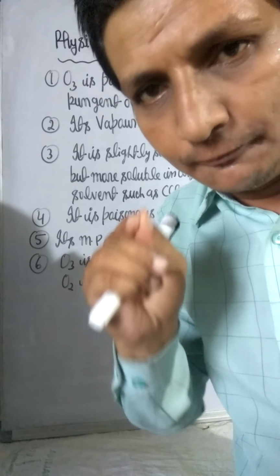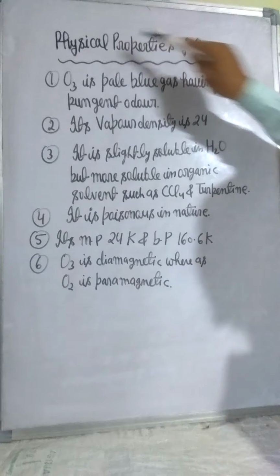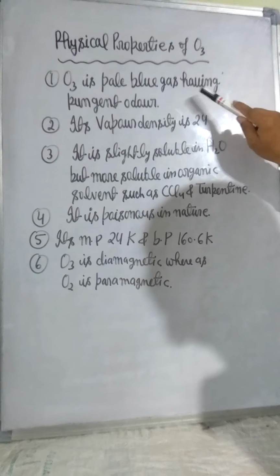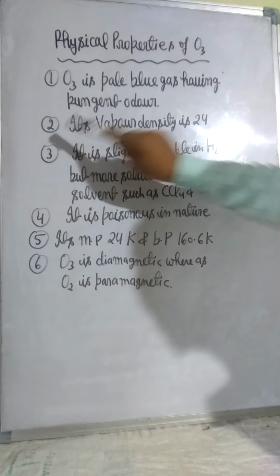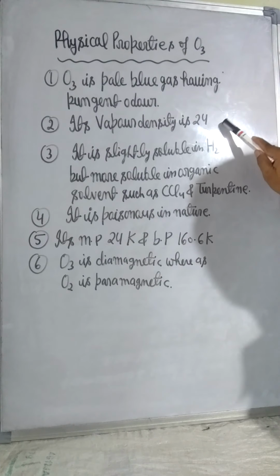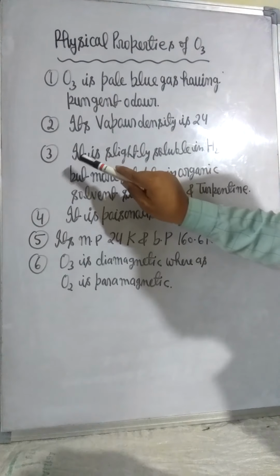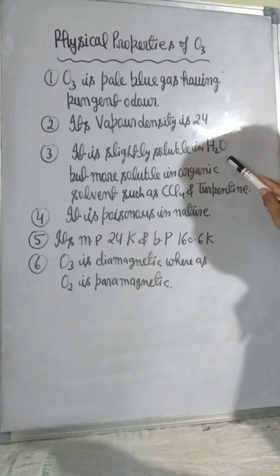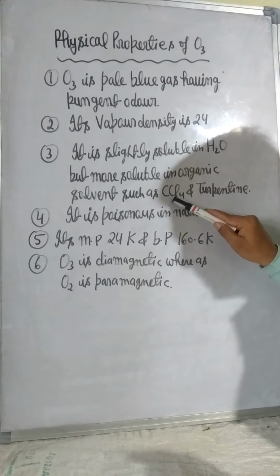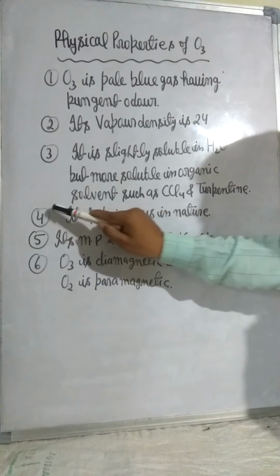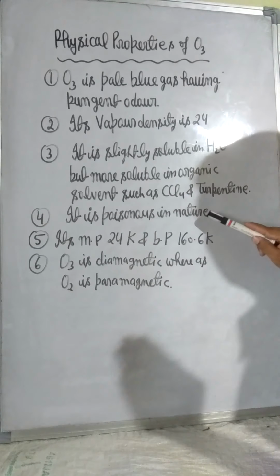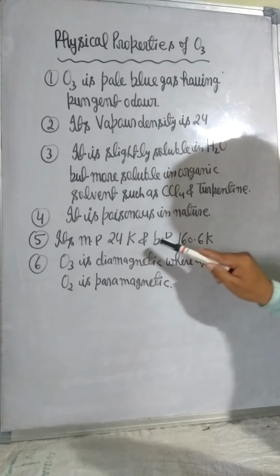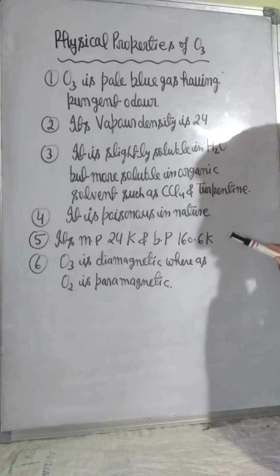Physical properties of ozone O3. Number 1, ozone is a pale blue gas having a pungent odor. Number 2, its vapor density is 24. Number 3, ozone is slightly soluble in water but more soluble in organic solvents such as carbon tetrachloride and turpentine. Number 4, it is poisonous in nature. Number 5, its melting point is 24 Kelvin and boiling point is 160.6 Kelvin.